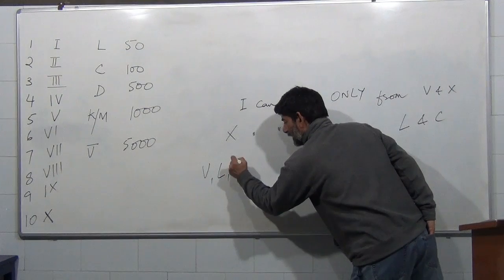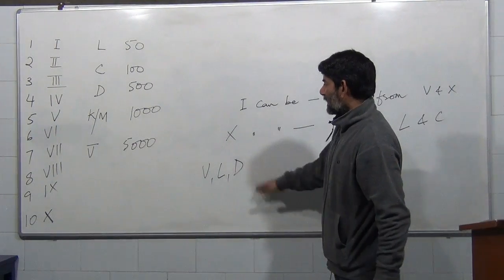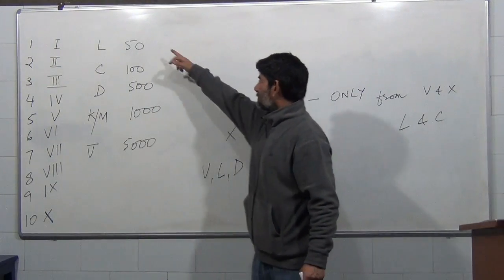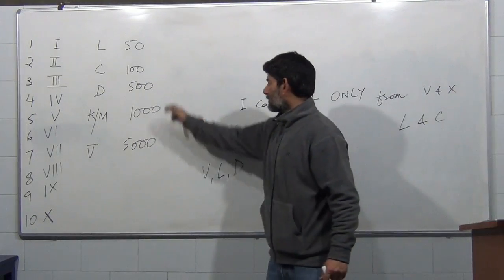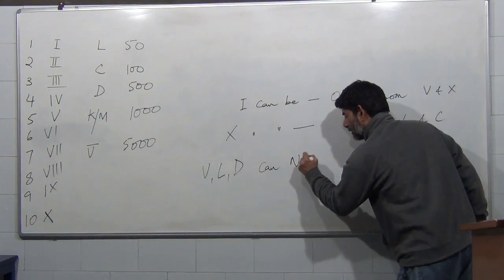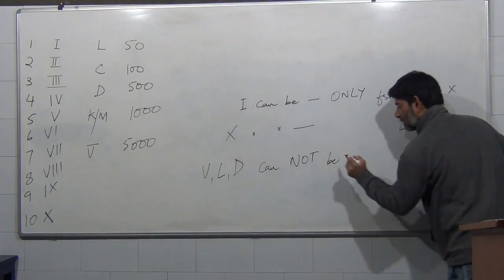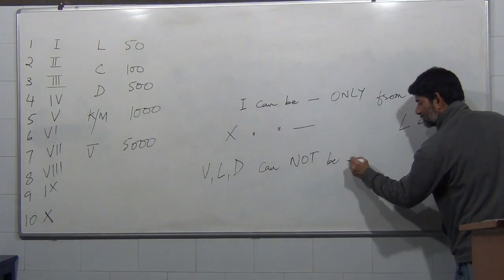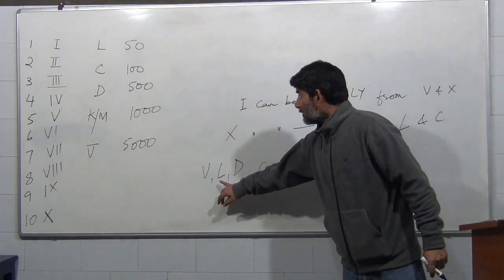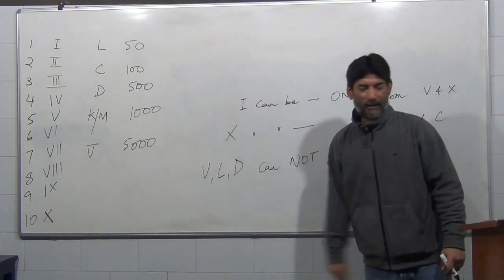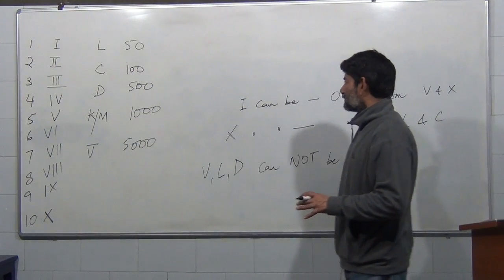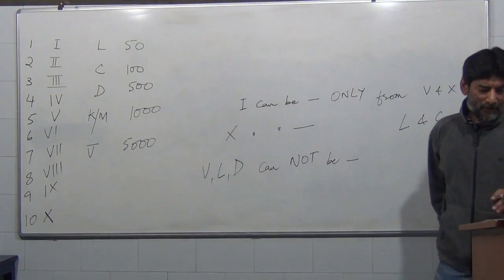And V, L, and D, which means V is a 5, L is a 50, D is a 500. These three numbers cannot be subtracted. So the number 5 cannot be subtracted, the number 50 cannot be subtracted, the number 500 cannot be subtracted. So these are the three basic rules of the Roman numerals.